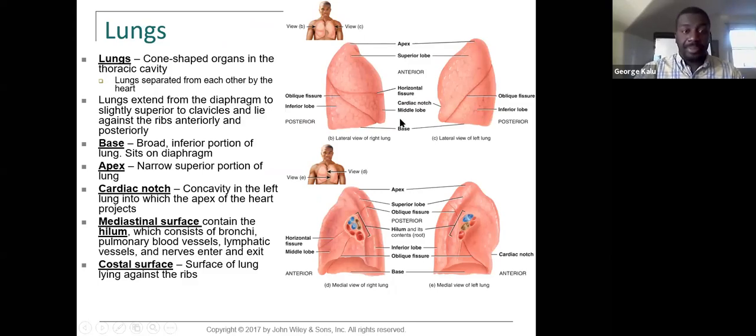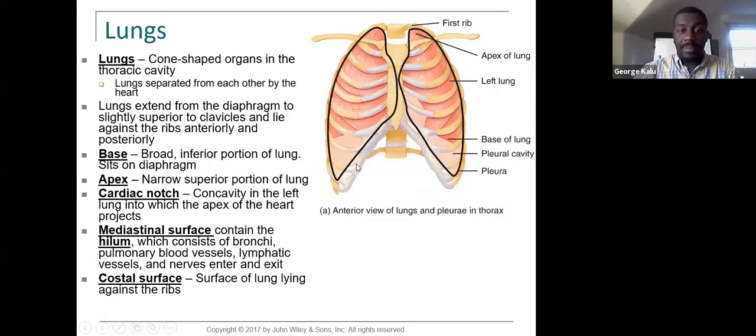Okay. And so the lungs are going to extend from the diaphragm. I'll kind of show a picture down here. They're going to extend from the diaphragm, which will be down here, up until you've reached just a little bit superior to the clavicles. And so that would be where we find the apex of our lungs.